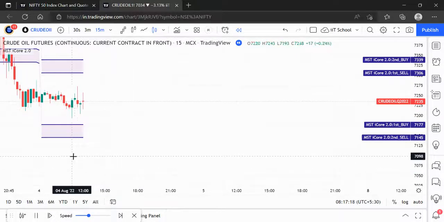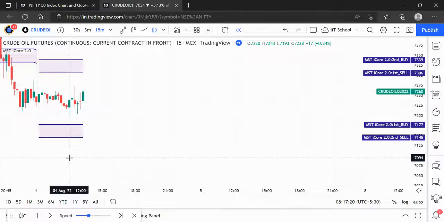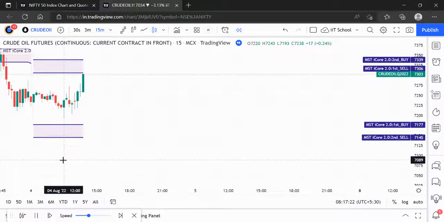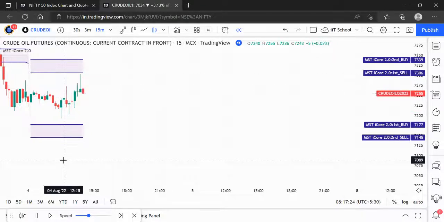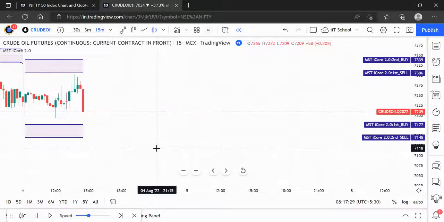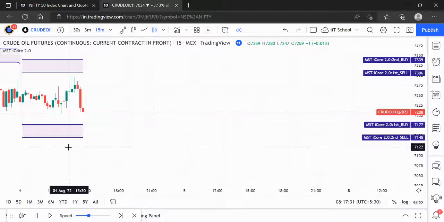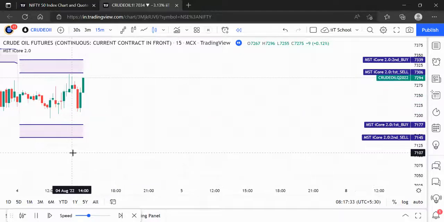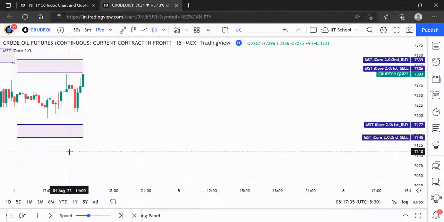So it came near to our buy entry, but our buy entry is missed by how many points? 7216 is the entry. Around 20 points we have a difference. So buy is not activated. So here the high made 7296.